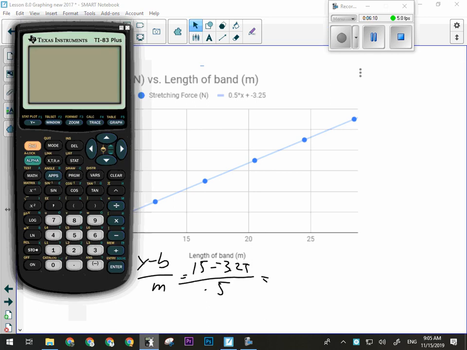So when we do that, 15 minus negative 3.25, divided by 0.5, this gives us 36.5 centimeters as our length. Okay, everybody all right with that?